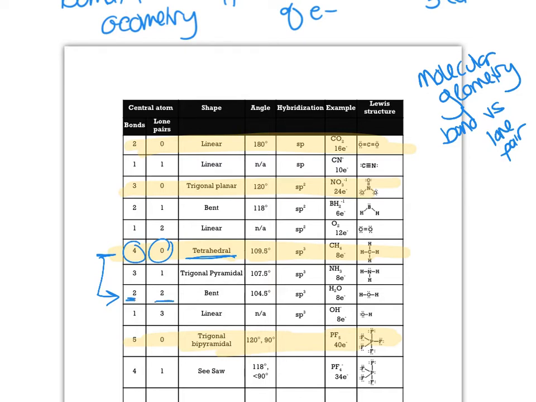What I like to explain is that the ones that I highlighted here in yellow are like the menus. Once you figure out your electron domain geometry, you pick one of those and then you expand it. It's like there's a plus sign there, and then you'd expand it to these. So your electron domain geometry is that top one, and then your molecular geometry can be any one of those based on the number of bonds and lone pairs there are.